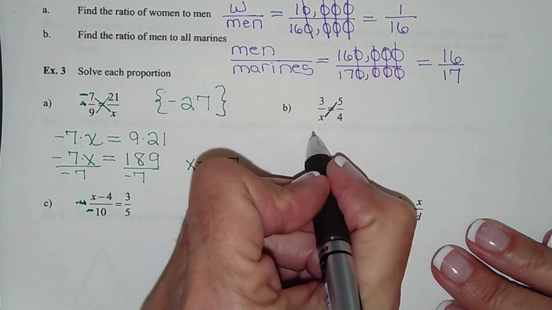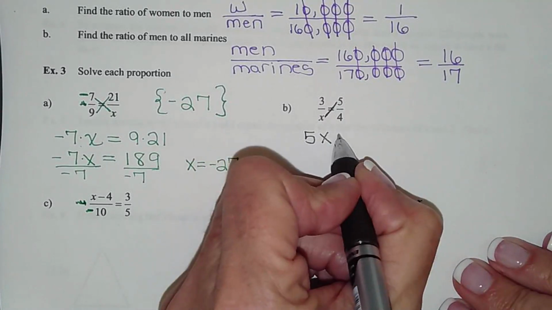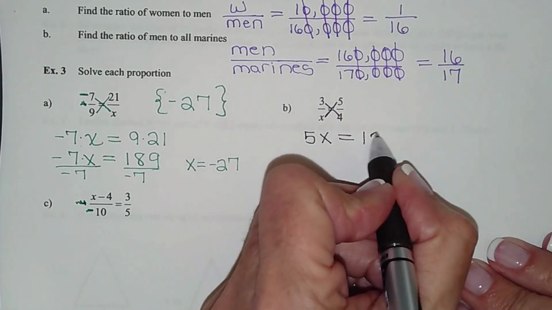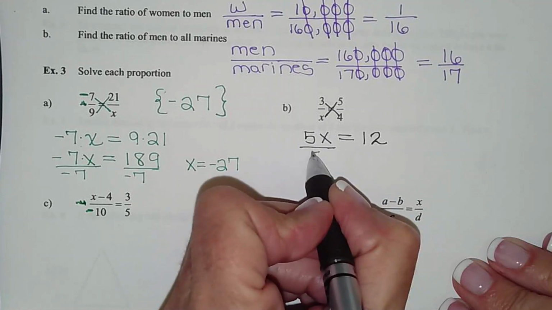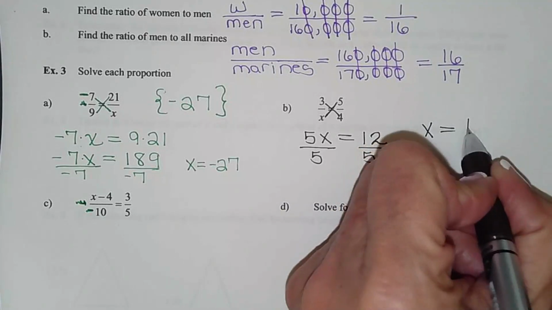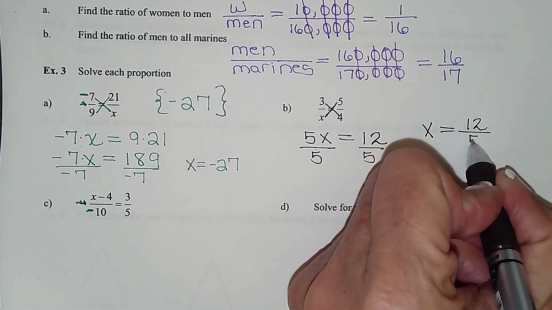So here we get 5x. Put it on the left, equals 12. Divide by 5, divide by 5, x equals 12 fifths.